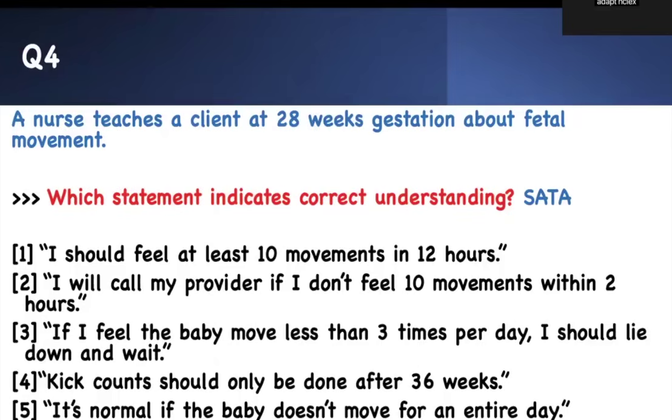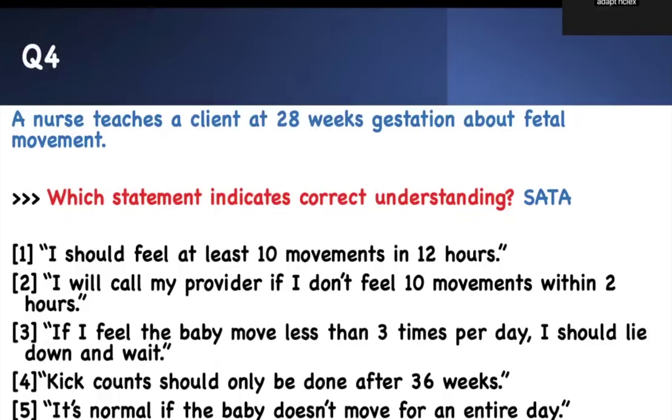10 movements in 2 hours. Therefore, I should feel at least 10 movements in 12 hours? No, the idea is 10 movements in 2 hours. I will call my provider if I don't feel 10 movements within 2 hours. That is good. If I feel the baby move less than 3 times per day, I should lay down.